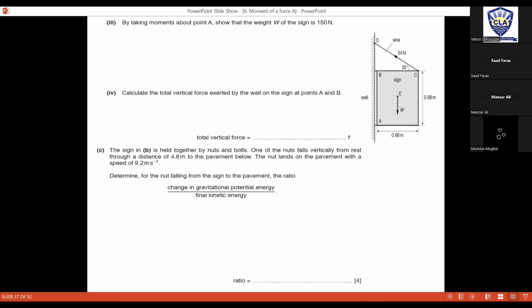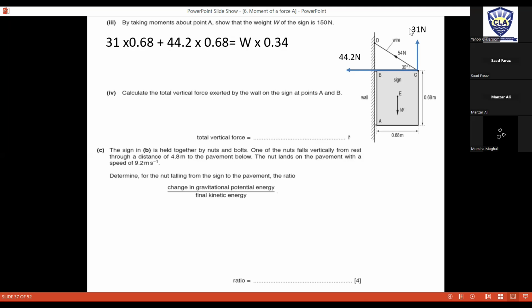Okay, by taking moment at A, we have to find the value of W. If we consider W, it will be passing vertically downwards. So its distance from the A will be half of 0.68. Tension will have two components, vertical and horizontal. Both vertical and horizontal component are at a distance perpendicular from the pivot A. Both of them will be creating anti-clockwise movement. Only weight will be creating clockwise movement.